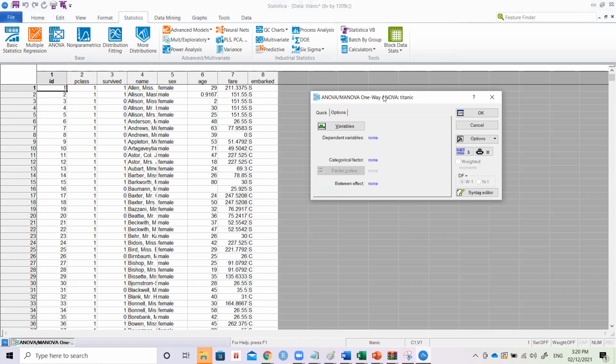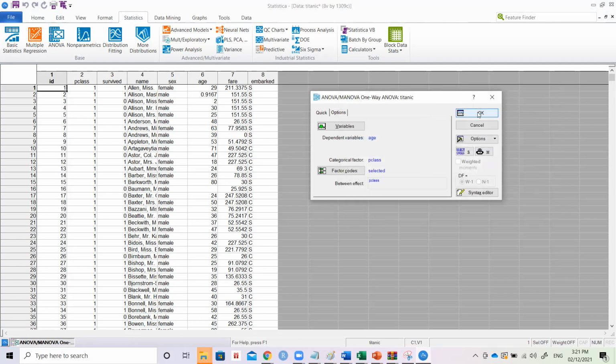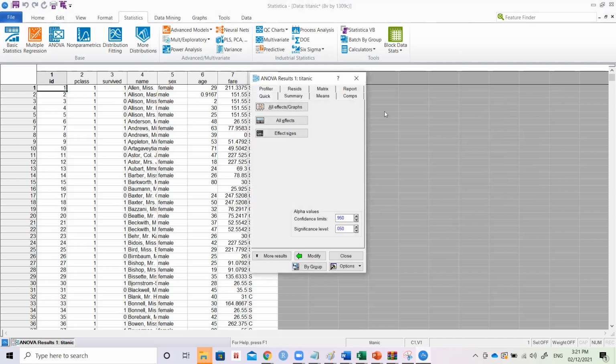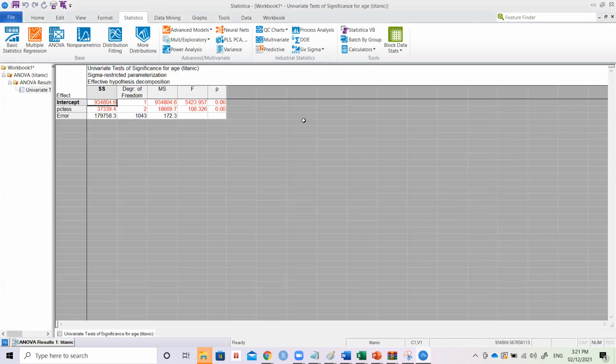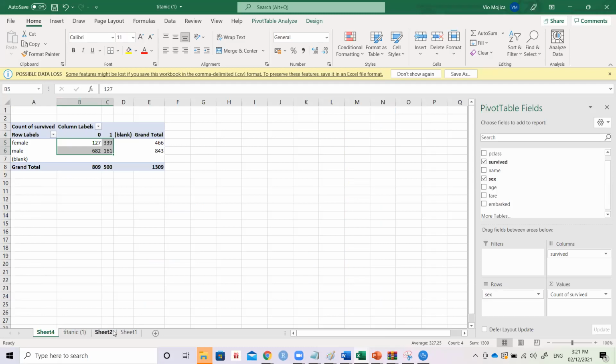So as you can see, we don't have to restructure the data for Statistica. So variables dependent would be, ano ba yung dependent variable natin? What varies across different categories? Age, right? So is age varying across different categories ng passenger class? So dependent variable age, categorical factor P class. That's it. Okay na lang. All effects. So check natin. Let's check if we have the same answers.